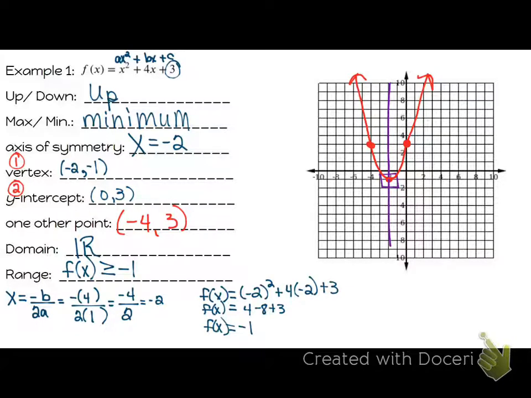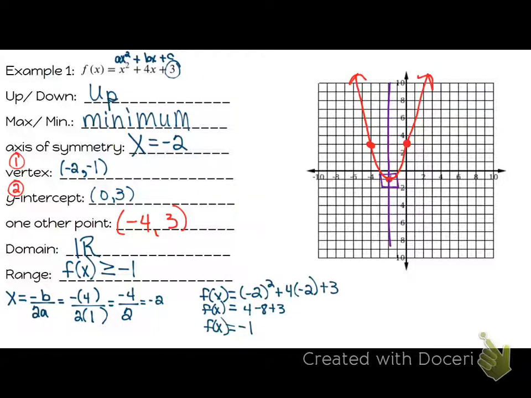It's a minimum. What's my minimum value? You guys have already told it to me. What's the low point? But your minimum value would not be the vertex. Your minimum value is just what goes up or down, which is the y part, which is -1. The y value, the -1.